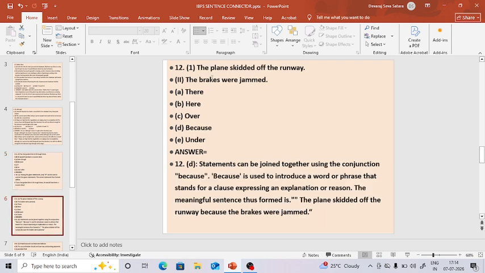Again, two sentences are given. The plane skidded off the runway. Skidded means slipped out of control. The brakes were jammed. So this is the result of this. Options are there: here, over, because, under. Now in this, only "because" is the connector and it is suitable here, because one is the result of something, or this is the reason of this. So the plane skidded off the runway because the brakes were jammed.